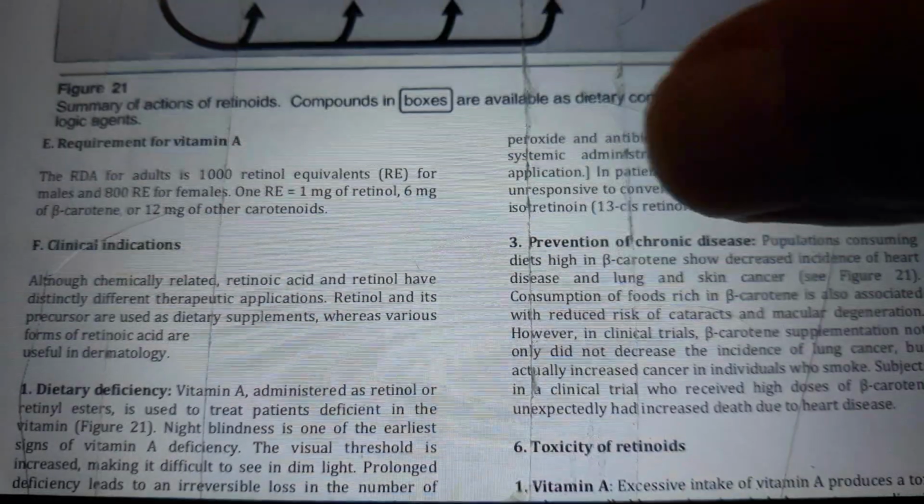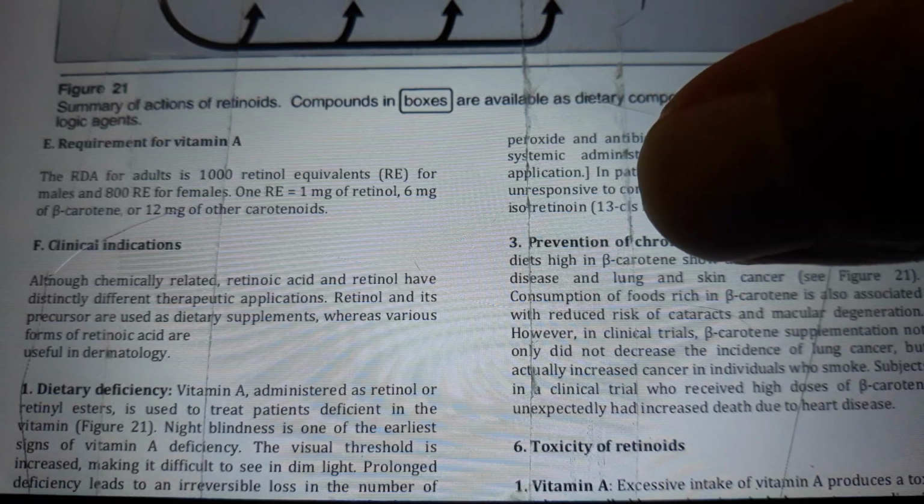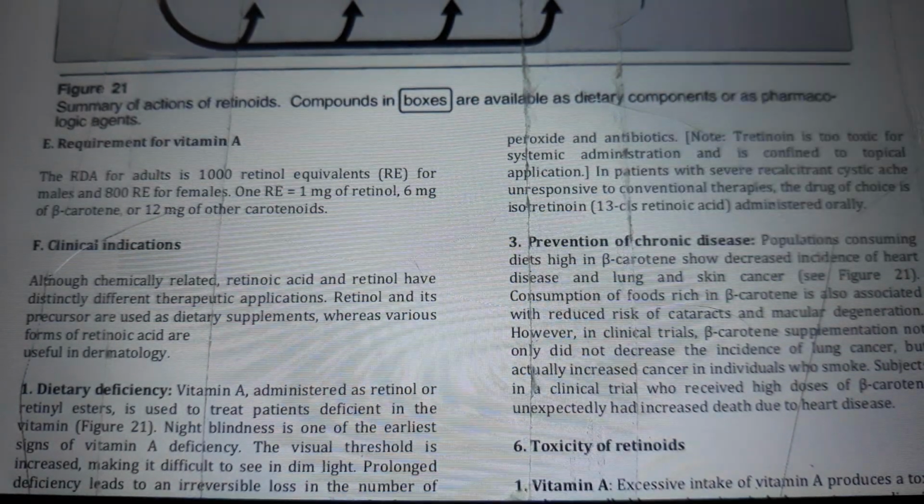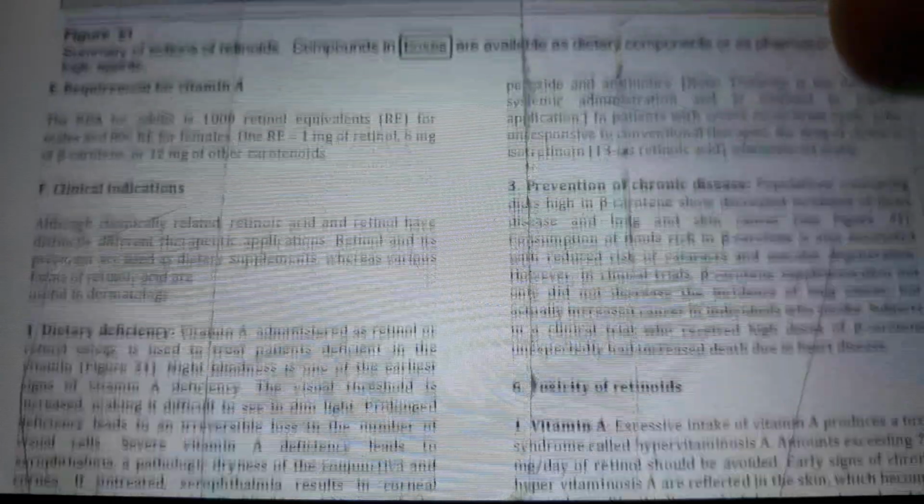Requirement for vitamin A. The RDA for adults is 1000 retinol equivalents, that's RE, for males and 800 RE for females. 1 RE is equal to 1 milligram of retinol, 6 mg of beta-carotene, or 12 milligrams of carotenoids.